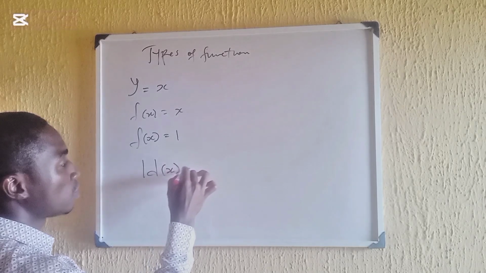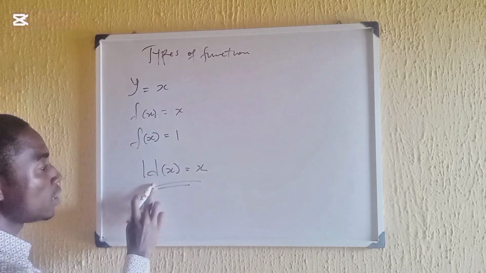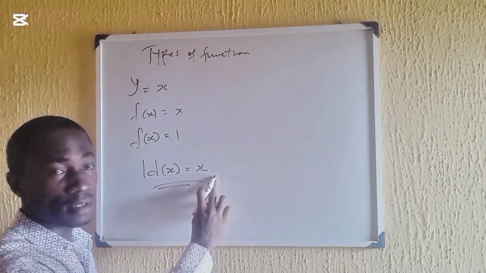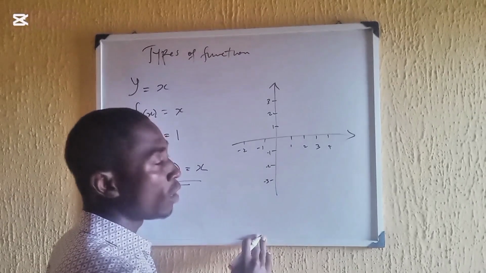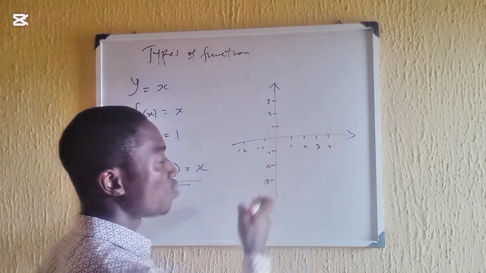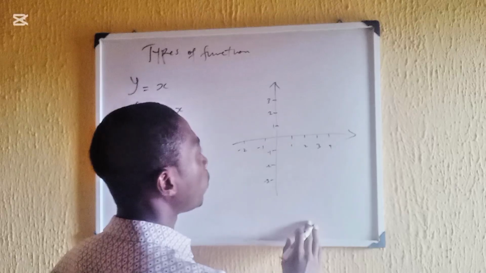Identity function of x is equal to x. ID of x is equal to x. When we plot the graph, you see that it's a straight line that passes through the origin. So let's go ahead and plot the graph.